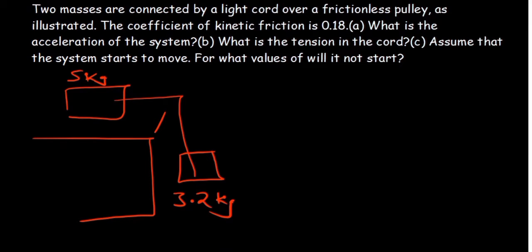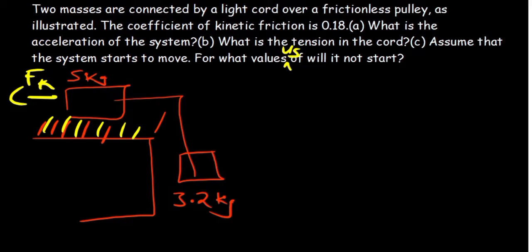Okay, another question there. Two masses are connected by a light cord over a frictionless pulley as illustrated. The coefficient of kinetic friction is 0.18. In this case, it's a bit different because we have friction there. The first question is, what is the acceleration of the system? The second part, what is the tension? The other part says, assume that the system starts to move. For what values of the coefficient of static friction will it not start?